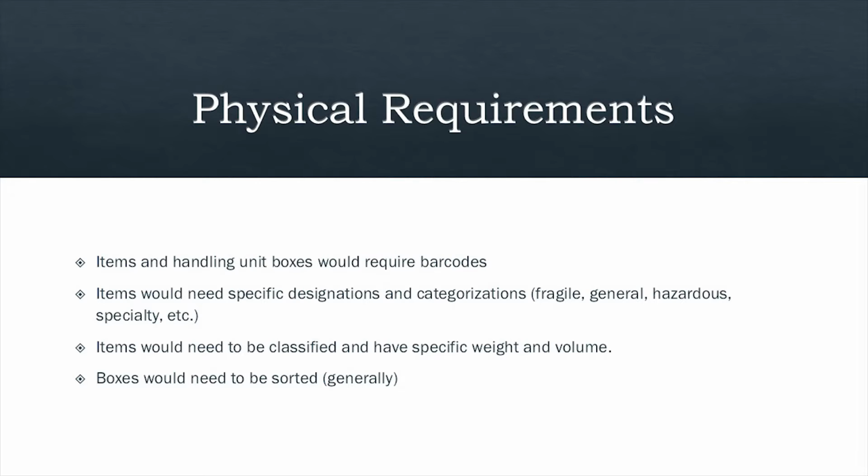So for the physical requirements for this UI to be effective, we need to have barcodes on all of the items that are to be packed into the handling units and the boxes that are being used for the handling units. So for items, we'd need to have specific information in the system designating them as what type of material it is, just general information, and also information regarding the categorizations of how they are to be handled. Because if you have fragile material, that's going to recommend a certain type of packaging material. Hazardous material has to have its own specialty packaging, etc.